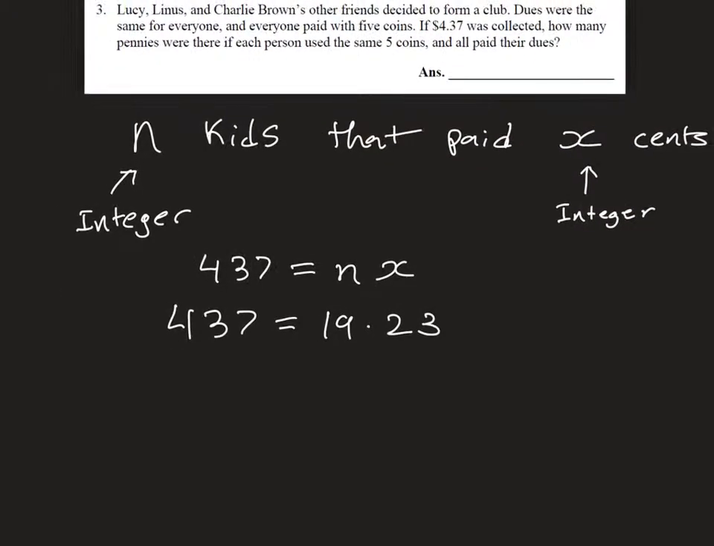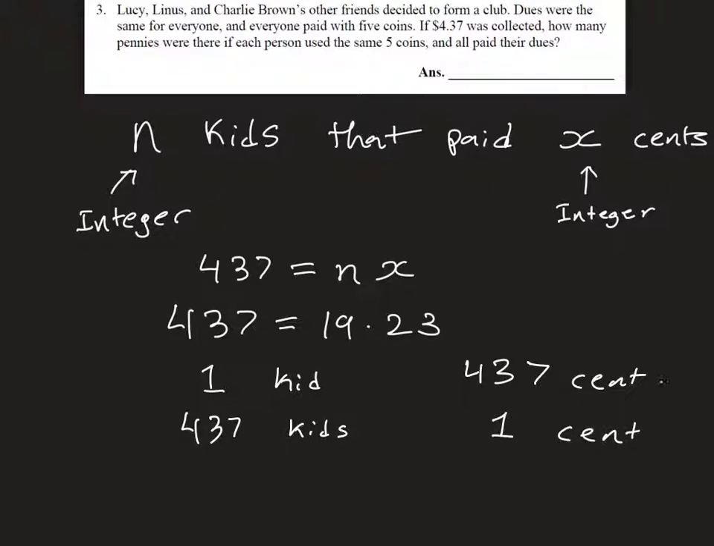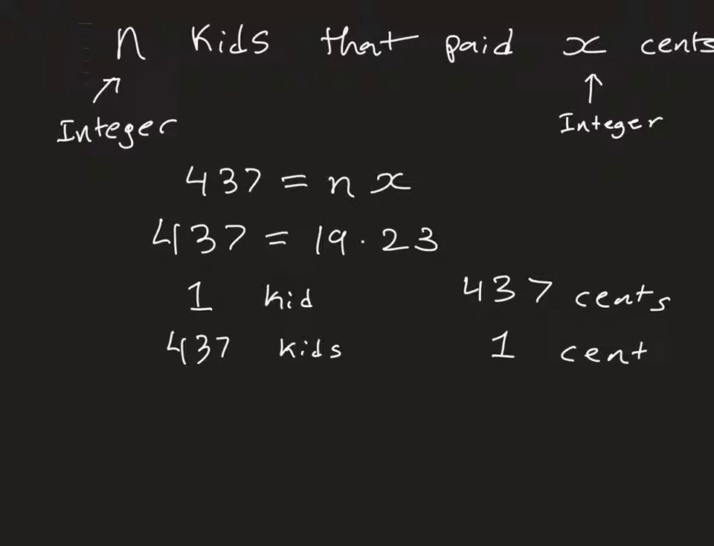So this means that each kid could have paid, or there could have been one kid that paid 437 cents, 437 kids that paid 1 cent, 19 kids that each paid 23 cents, or 23 kids that each paid 19 cents.